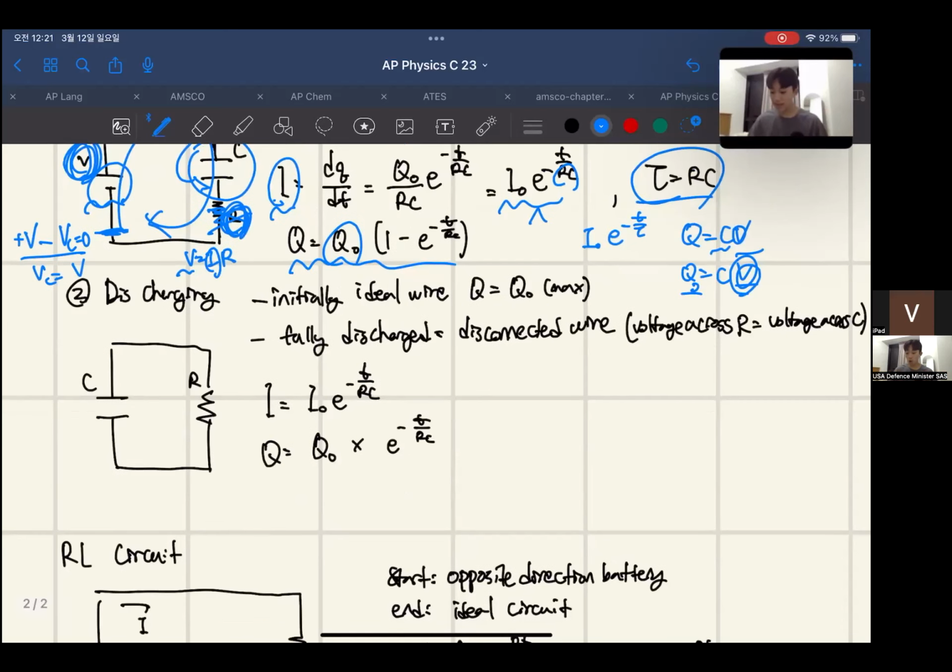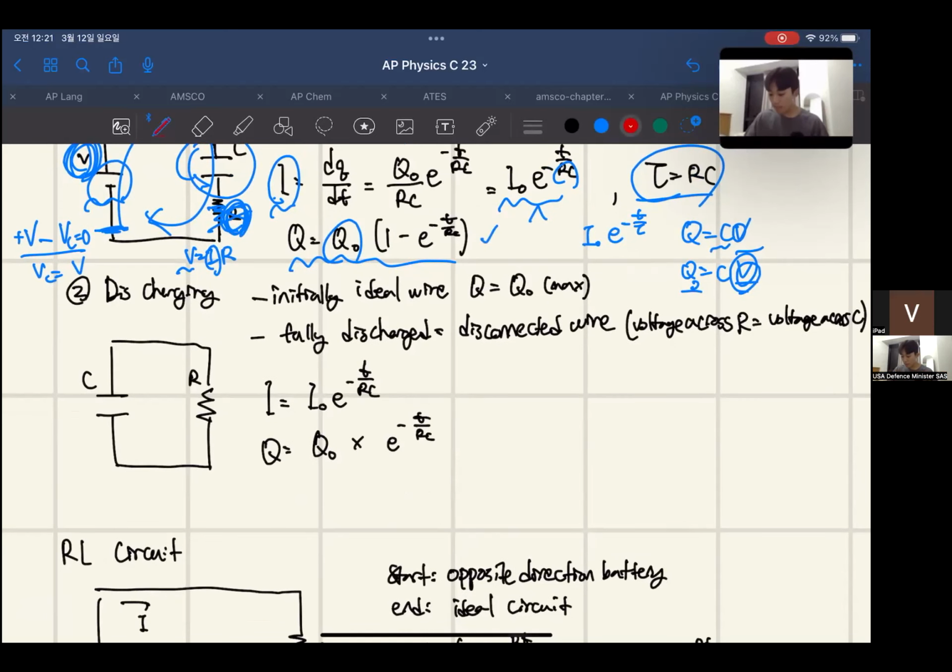That's why if you look at the charge formula, when you're charging your capacitor, the formula for Q is Q equals Q0, or Q maximum, times 1 minus e to the power of negative t over the time constant. But if you look at the formula for Q when you're discharging your capacitor, you can see how it's Q equals Q maximum times not 1 minus, but e to the power of negative t over the time constant. Why? Because initially your charge would be maximum, not 0, when you're discharging your capacitor.